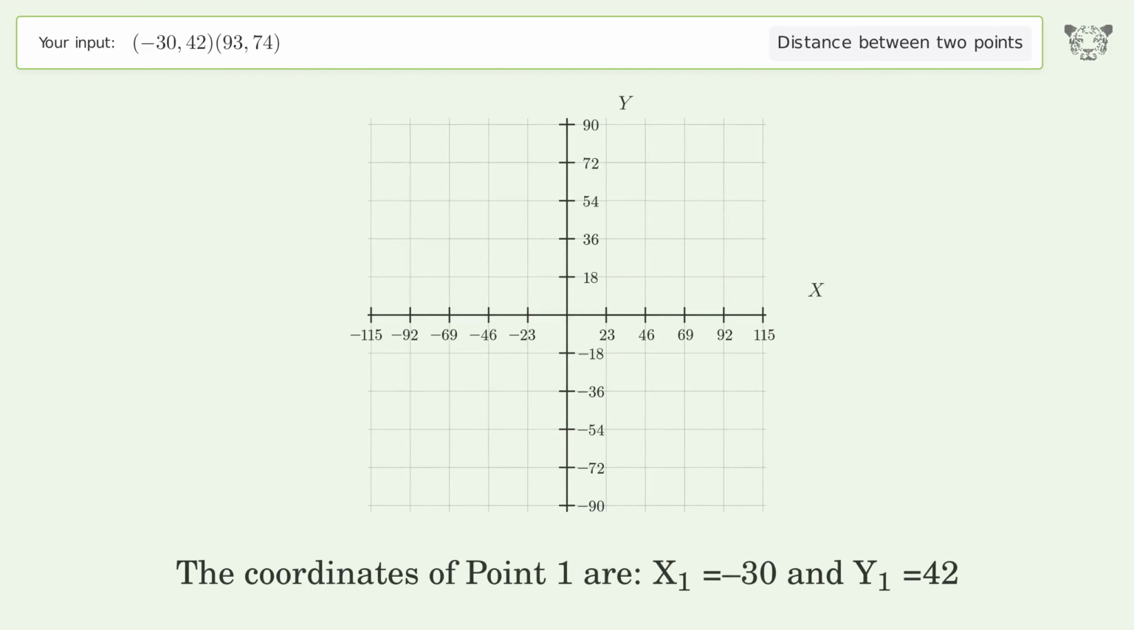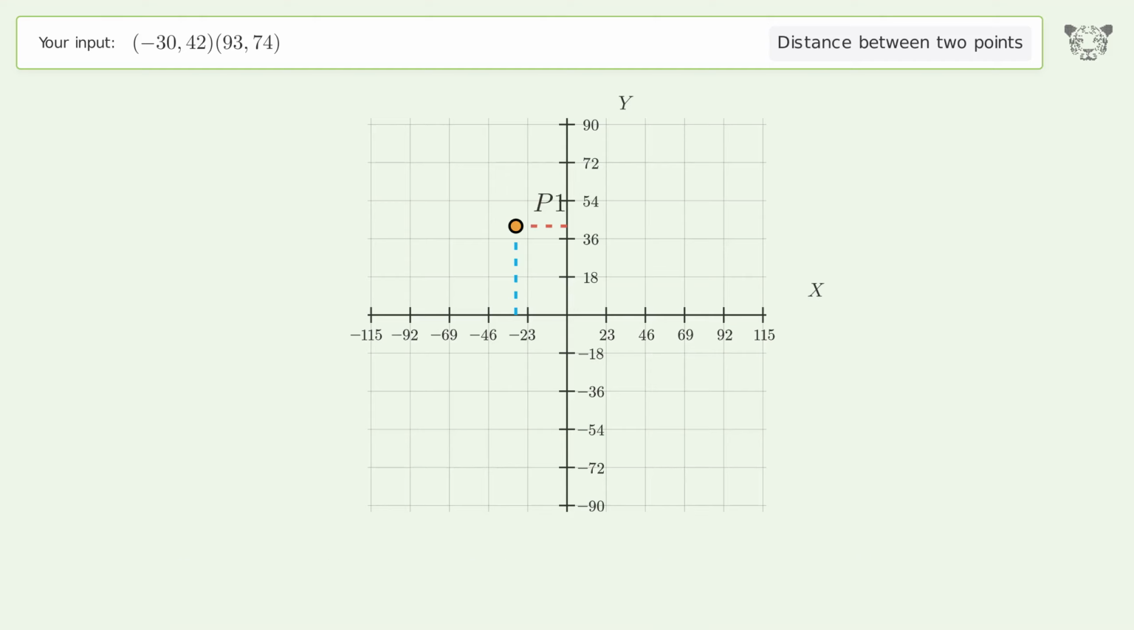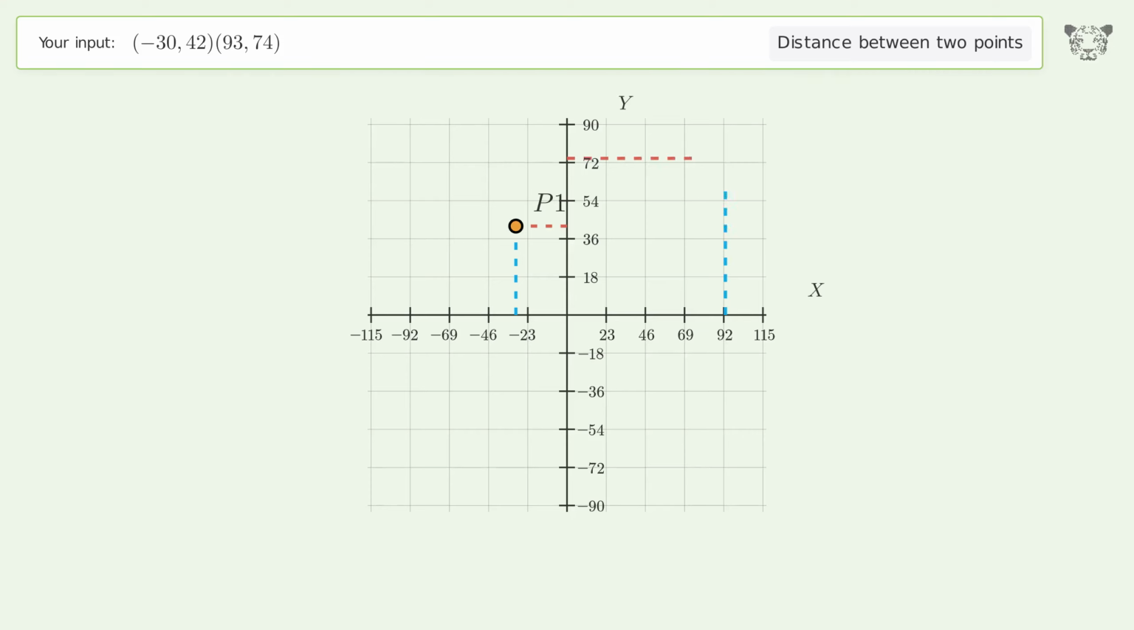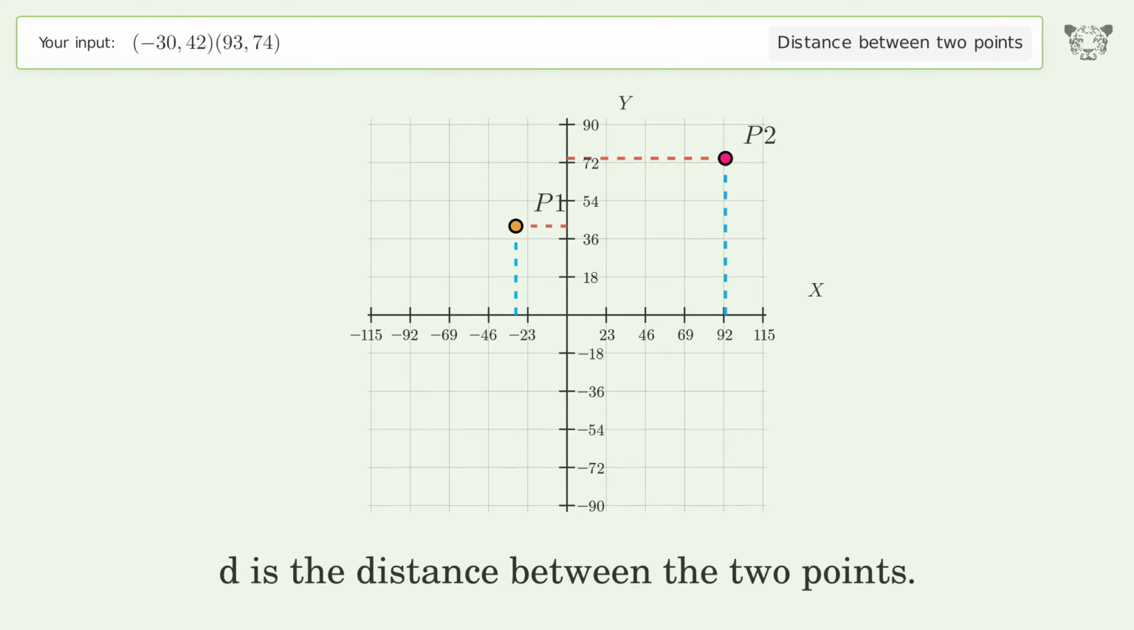The coordinates of point 1 are x1 equals -30 and y1 equals 42. The coordinates of point 2 are x2 equals 93 and y2 equals 74. D is the distance between the 2 points.